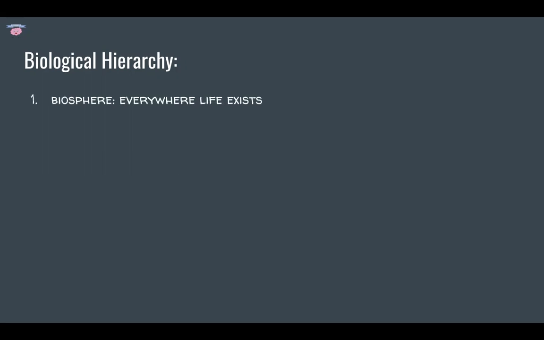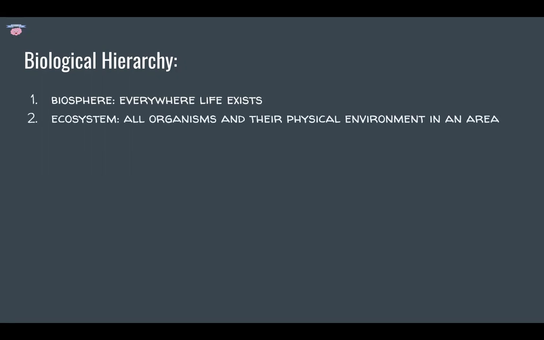Our first level is the biosphere, which is basically everywhere life exists. This is simply Earth, because everywhere life exists is Earth. The next level is the ecosystem. It is defined as all organisms and their physical environment in an area. So for example, an ecosystem could be the Amazon rainforest. It includes all the animals and plants, which are the organisms, and their physical environment, which is the water, the rocks, the sunlight.